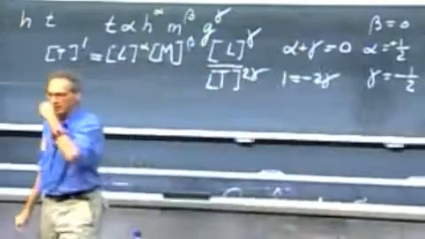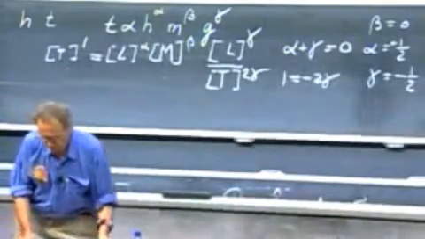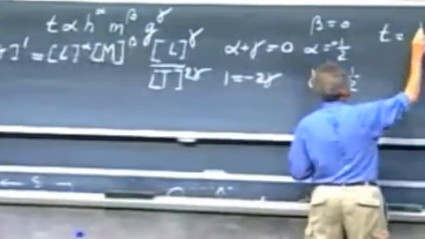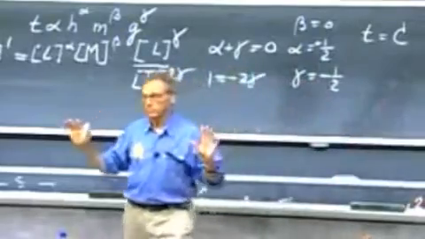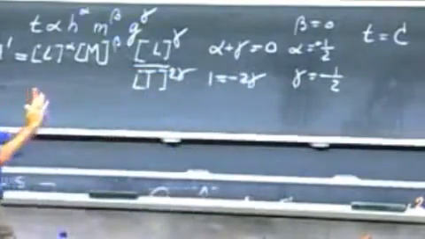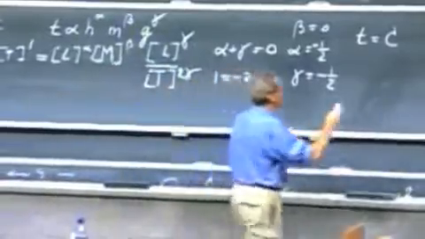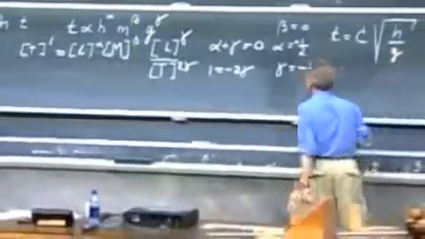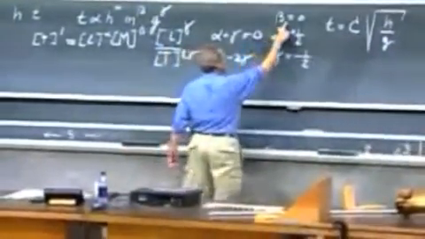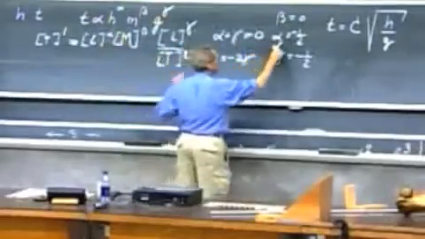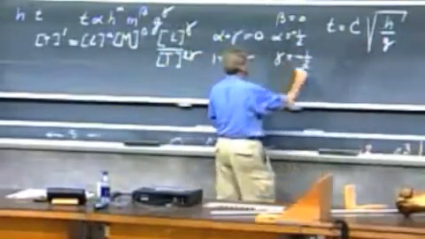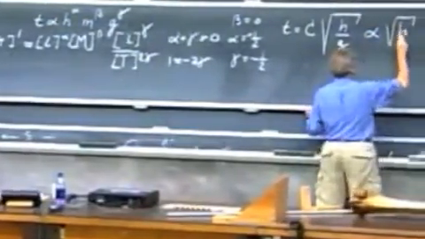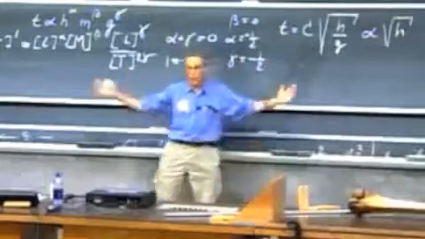End of my dimensional analysis. I therefore conclude that the time that it takes for an object to fall equals some constant, which I do not know, but that constant has no dimension, times the square root of h divided by g. Beta is 0, there is no mass. H to the power 1/2, you see that here, and g to the power minus 1/2. This is proportional to the square root of h, because g is a given and c is a given, even though I don't know c.